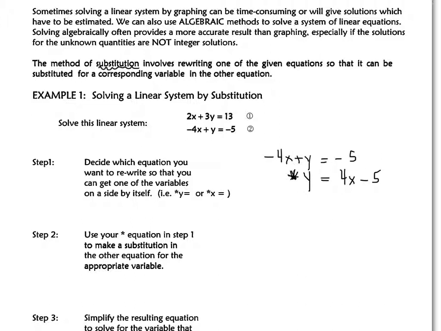So then you're going to take that star equation, and that came from equation 2. You're going to take that star equation and substitute for y in the first equation. Because we've identified what y is in terms of x, we're going to take the first equation, 2x plus 3, and instead of y, we're going to put in that expression, 4x minus 5. So basically it's the same equation 1, except instead of y, we have replaced it with 4x minus 5.